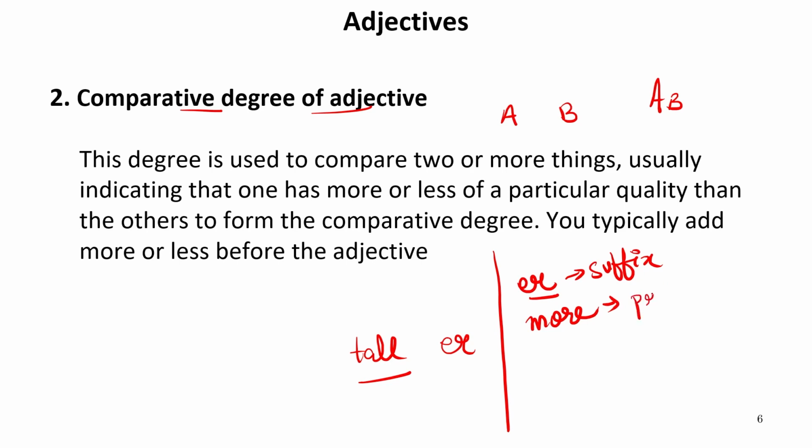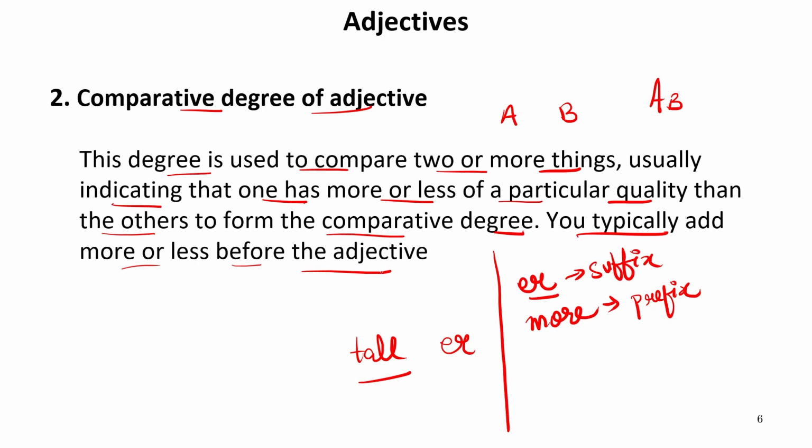More as prefix. Now, what is the rule to convert this, or to add this suffix or prefix? That whether we have to add er or whether we have to add more to the word to convert it into comparative degree, that we will discuss just a little later. So, in this, we are just going to define comparative degree of adjective. This degree is used to compare two or more things, usually indicating that one has more or less of a particular quality than the others. To form the comparative degree, you typically add more or less before the adjective.